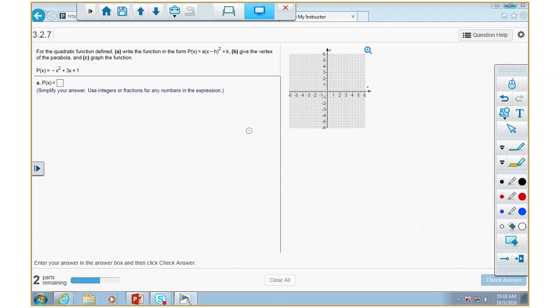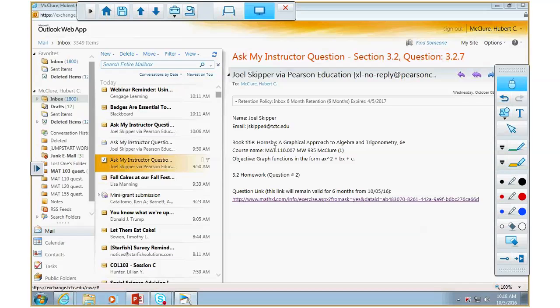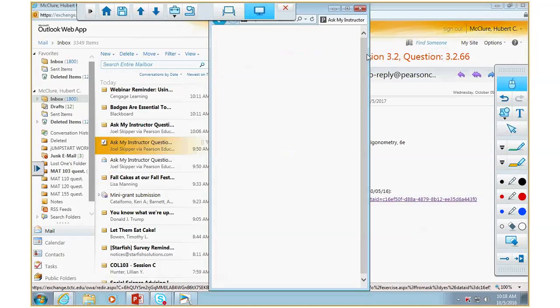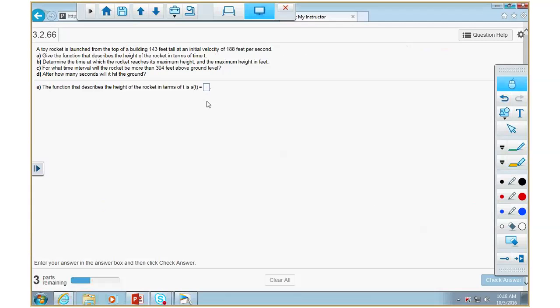All right, so let's go to the next question that's been sent to us. 3.2, 66, 13. A toy rocket is launched from the top of a building, 143 feet tall, at an initial velocity of 183 feet per second.